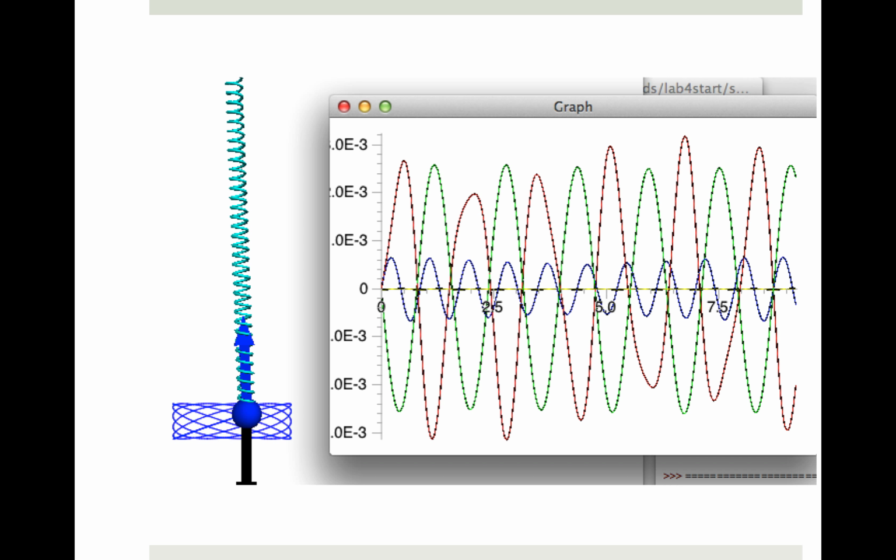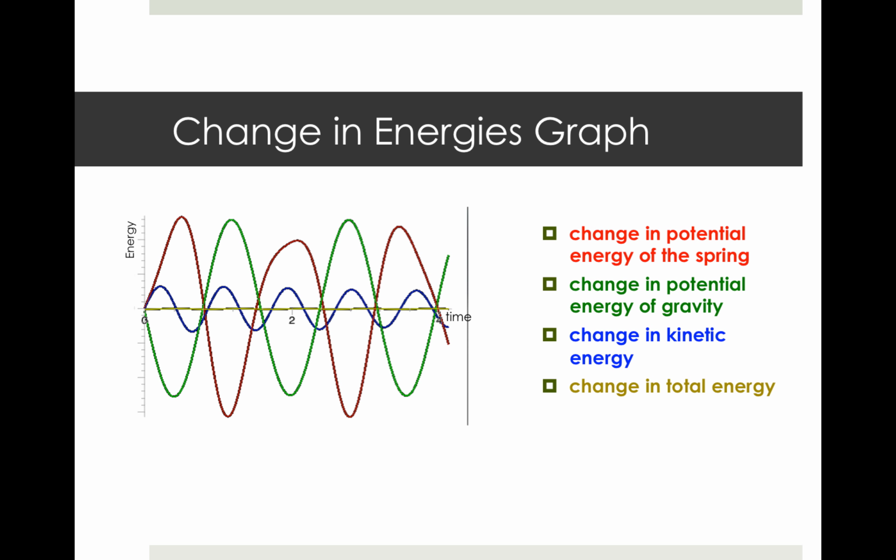When we run the code, a graph is produced modeling all the different energy changes. If we zoom in on it, you can see the different lines better. The change in potential energy of the spring is in red, the change in gravitational potential energy is in green, and the change in kinetic energy is in blue.